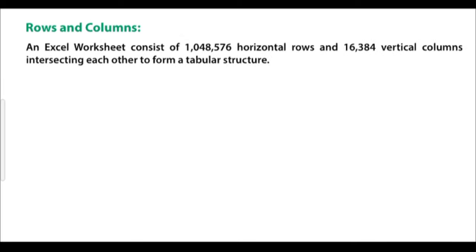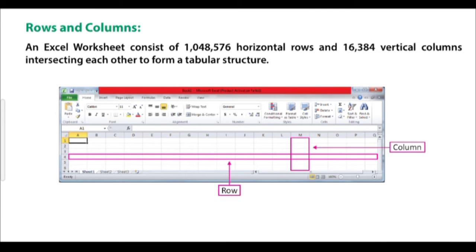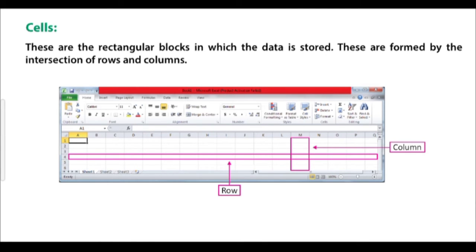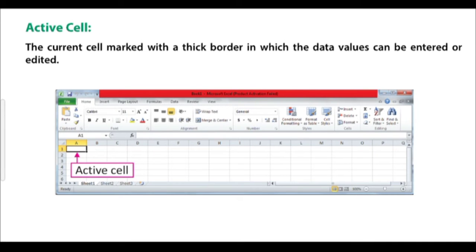Rows and columns. An Excel worksheet consists of 1048576 horizontal rows and 16,384 vertical columns intersecting each other to form a tabular structure. Cells. These are the rectangular blocks in which the data is stored. These are formed by the intersection of rows and columns. The active cell is the current cell marked with a thick border in which the data values can be entered or edited.